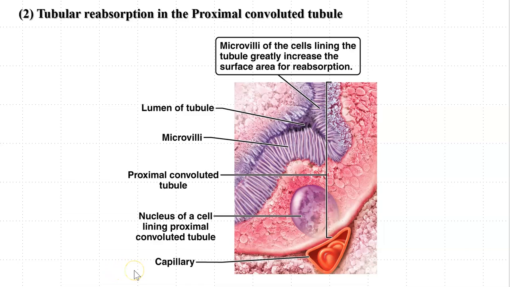So tubular reabsorption is important because when sodium is reabsorbed, negative ions like chlorides are reabsorbed as well due to electrical attraction. Keep in mind, chloride follows sodium and water follows sodium. So when sodium is reabsorbed, chloride and water follow.